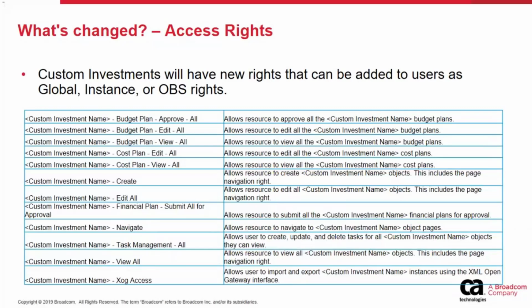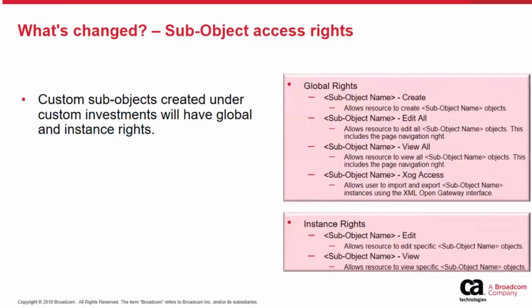These rights are available as either a global right, instance right, or an OBS right. There are also rights for your sub-objects. So if you have created a sub-object underneath your custom investment, then you will see global and instance rights available for that custom investment. And the rights that you get are either create, edit, view, and ZOG for that custom investment. The global rights will give you the create, edit, view, and ZOG, while the instance right is only edit and view.